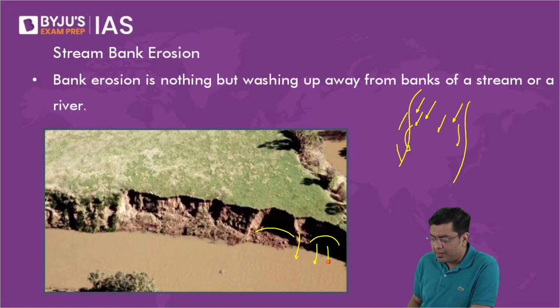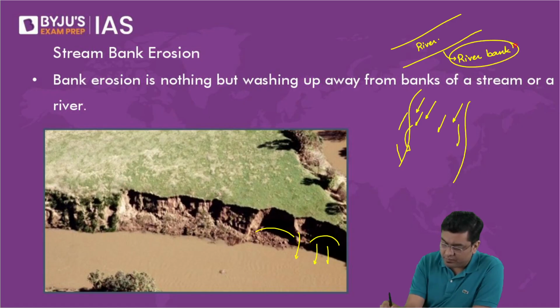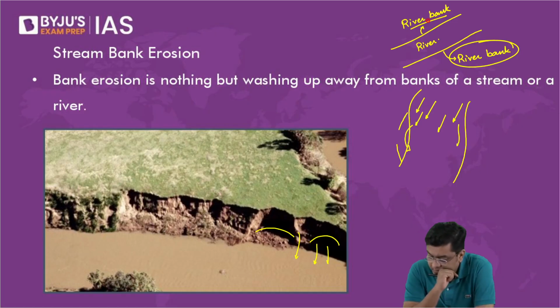What is a bank? When you have a river, if this is a river, this is what is referred to as a river bank. This is a river bank, the sides of the river. That is where the term embankment has come from. The river can get wider due to soil erosion as well, and it can also cause flooding.